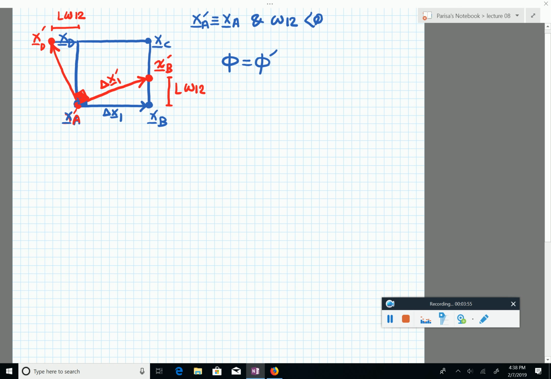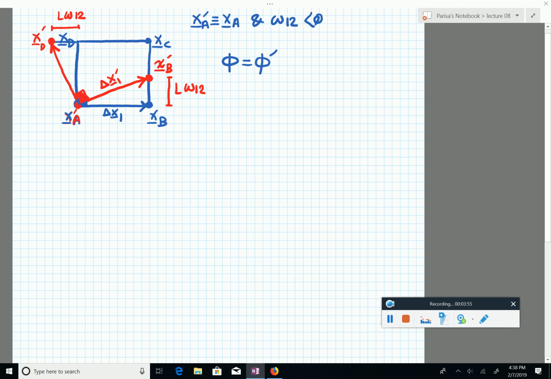Okay? So let me just write this down. So the difference between L and L prime is of second order in omega 1, 2. Because that tangent is even in third order, so we don't have to worry about that. So if we limit everything to the first order, they are equal. So I want to write that too.